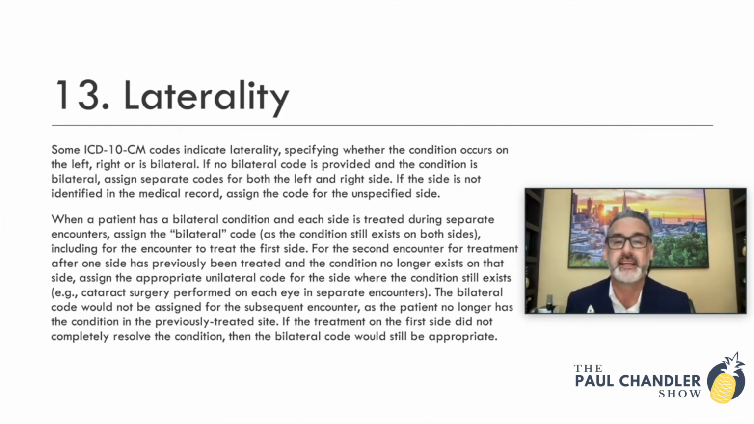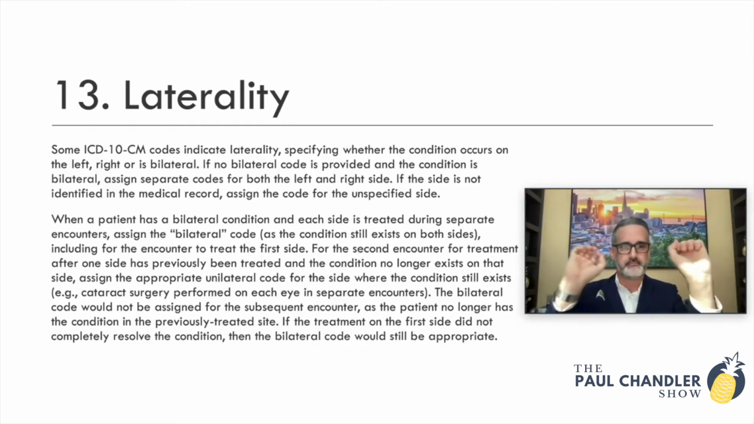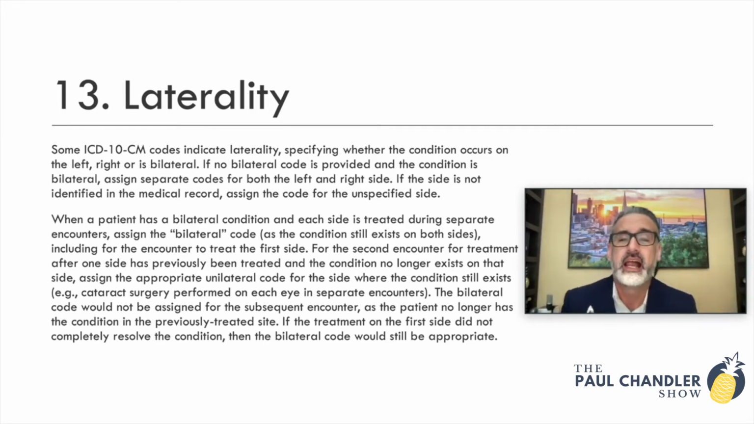But then it says for the second encounter for treatment, after one side has previously been treated and the condition no longer exists on that one side, then we use the correct unilateral code. So let's say a patient has a condition bilaterally, let's say on the patient's wrist, and then the right side clears up, but the left side does not. Patient comes back in for a follow-up visit, so the right side diagnosis is gone, only has it now on the left side. Then we would choose the appropriate left-sided code for the laterality. We would not choose the bilateral code anymore because the patient does not have the condition bilaterally anymore, just on the left side.